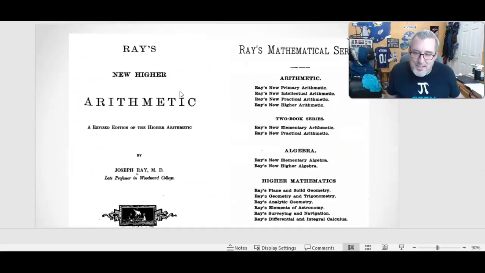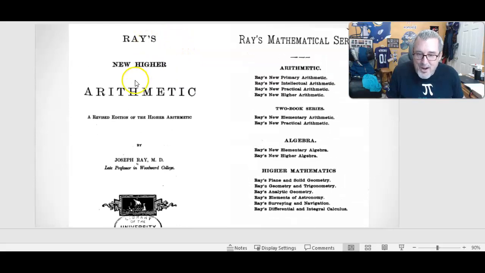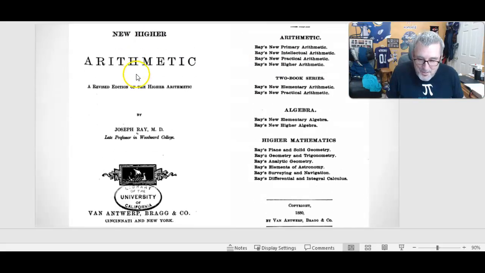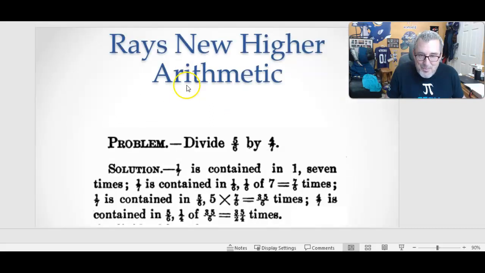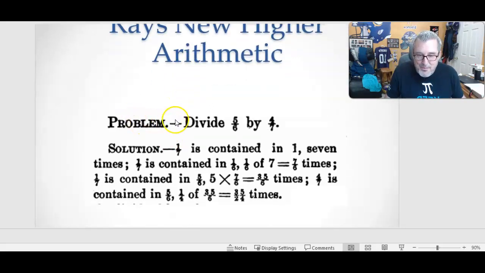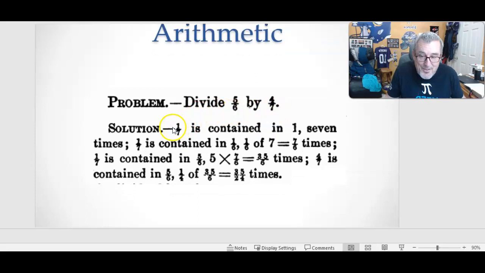You're going to see a video, or in the bonus section, I believe, my friend Dr. Ted Coe shows this a little bit as well. But Ray's New Higher Arithmetic, which comes from 1880. So this is an 1880 arithmetic textbook. And in this 1880 arithmetic textbook, he says this, the problem, divide 5/6 by 4/7. So how many 4/7 does it take to make 5/6? Now look at the reasoning, look at the solution.